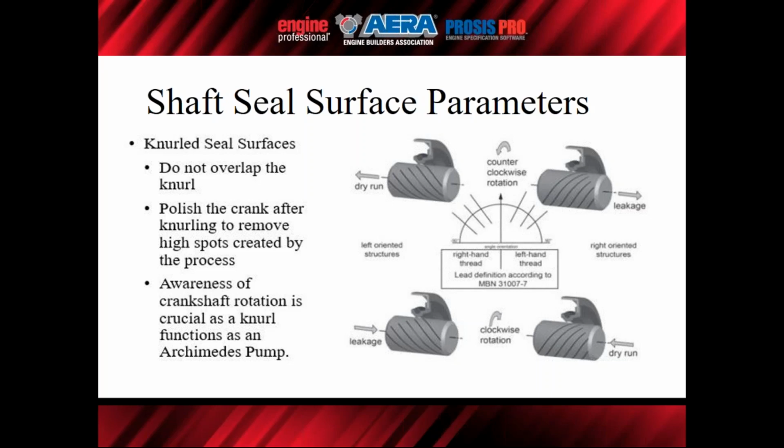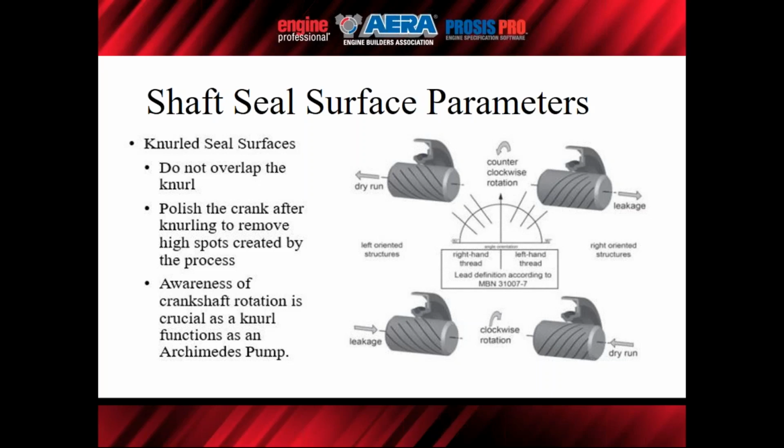What happens is that knurl is displacing a certain volume. These things work like an Archimedes pump. If you overlap, you're most likely not going to hit that first groove or channel in exactly the same place. So now you start upsetting the balance of how many knurling flutes, the depth. For every action there's a reaction, so you're going to push material out that you may not be able to polish back down. Once you knurl the shaft, you do need to polish the crank to remove the high spots created by the knurling process.